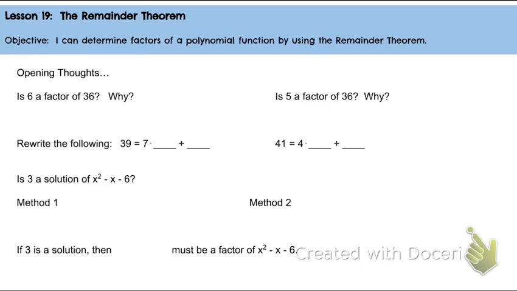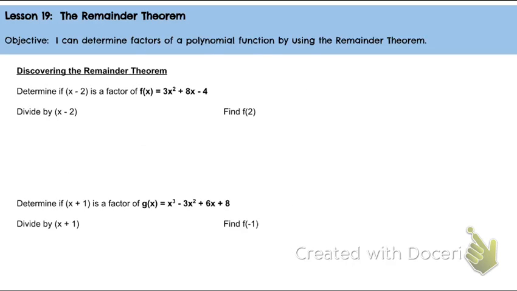Is 6 a factor of 36? Yes, because it divides evenly with no remainders. 5 is not a factor of 36 because it doesn't divide evenly. 36 divided by 5 is 7 with a remainder of 1. Another thing you can think about is if you rewrote 39 as 7 times 5.